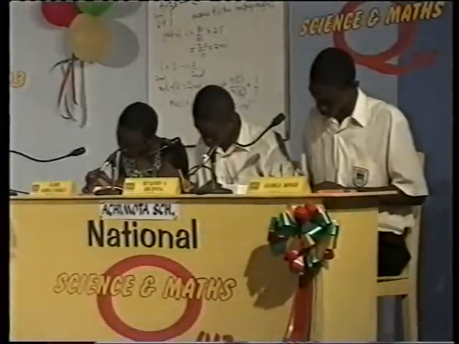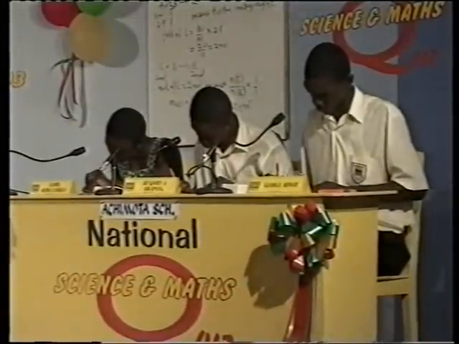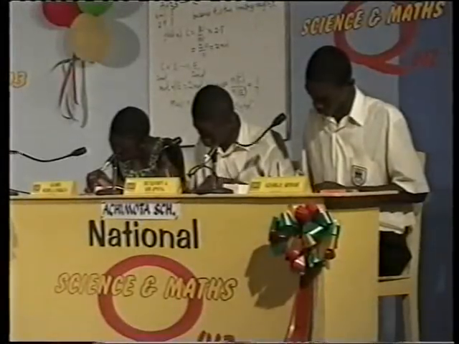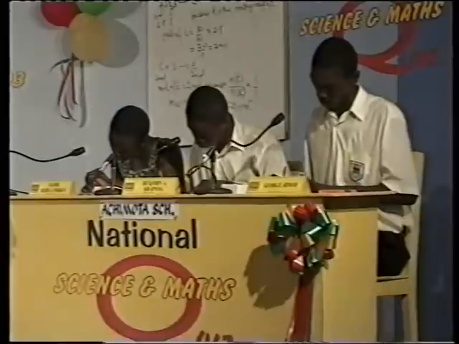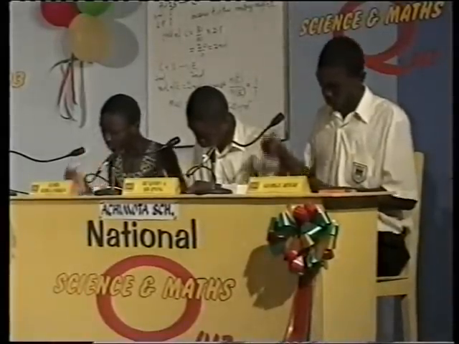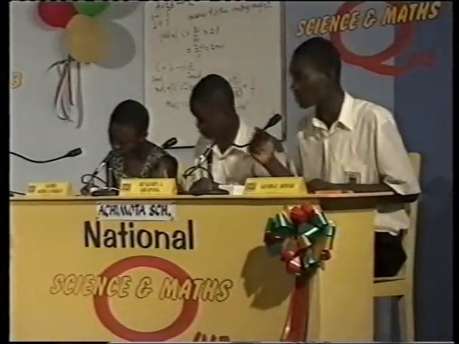Achimota School, your question. Grams of an iron ore were analyzed and found to contain 3.36 of Fe2O3, that's iron oxide. What is the percentage iron in the ore? Molar mass for Fe2O3 is 168 and atomic mass for iron is 56. Gloria. 1.64%. That is not true. George. 56%. 56% is correct.